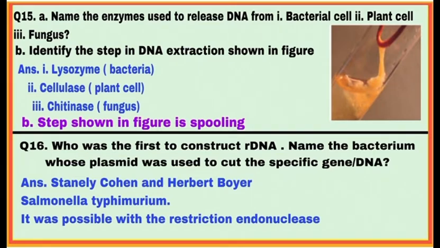Question 16. Who was the first to construct recombinant DNA? Name the bacterium whose plasmid was used to cut the specific gene or DNA. Stanley Cohen and Herbert Boyer constructed the first recombinant DNA in 1972. They used the plasmid of bacteria Salmonella typhimurium and isolated the antibiotic resistant gene by cutting out a piece of DNA from the plasmid responsible for antibiotic resistance. And it was possible with the help of enzyme restriction endonuclease.